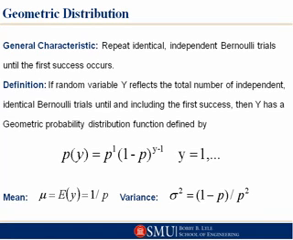Okay, so definition. Random variable y reflects the total number of independent, identical Bernoulli trials until and including the first success. Then y has a geometric probability distribution function defined by P of y is equal to, so here's your one success, and then for the y minus 1 trials, you had failures. So back to back, 1 minus p, 1 minus p, 1 minus p, right? And y, therefore, could go on and on and on, right?